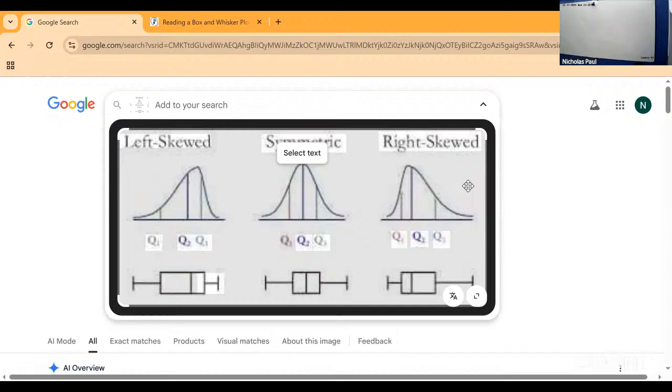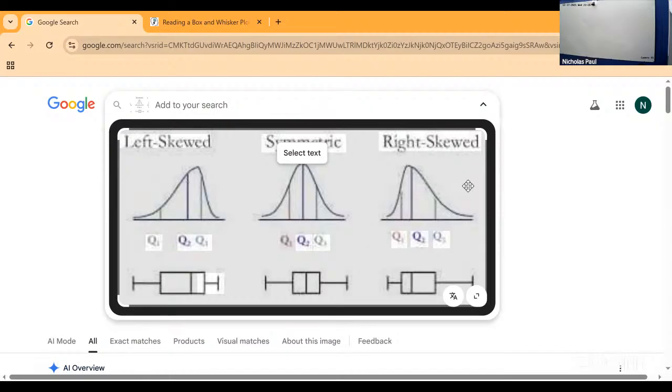Now, done? How did the first example look? Symmetrical, left skewed or right skewed? Look back at the first one that we drew. Here's the first thing to do: check and see if Q2 is in the middle of Q1 and Q3. Was it in the middle? Which tail was longer, the left tail or the right tail? Or are they looking equal?